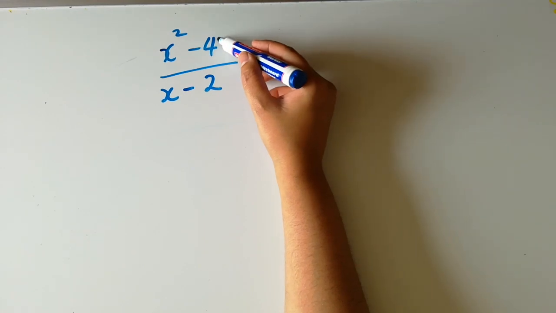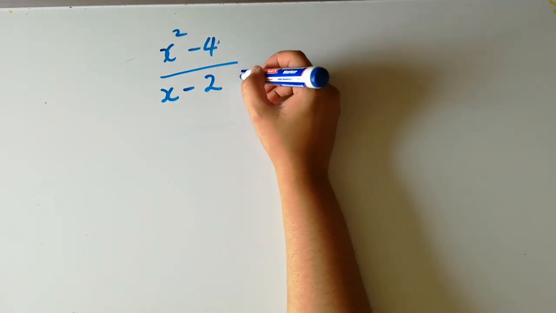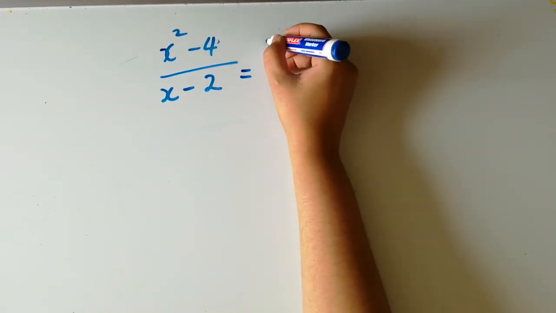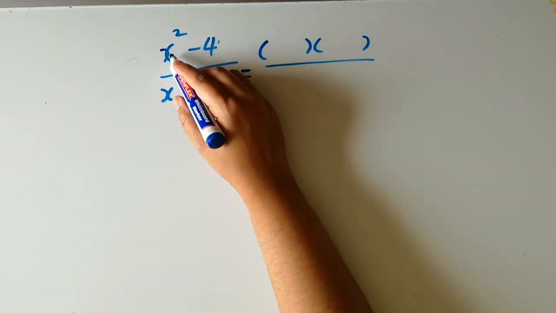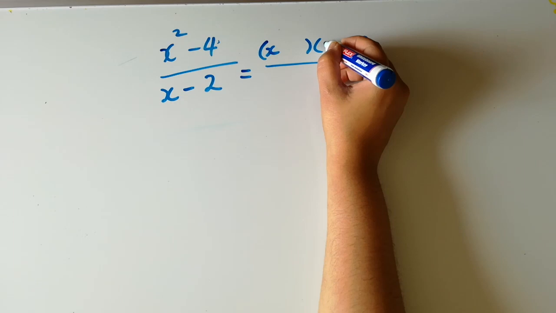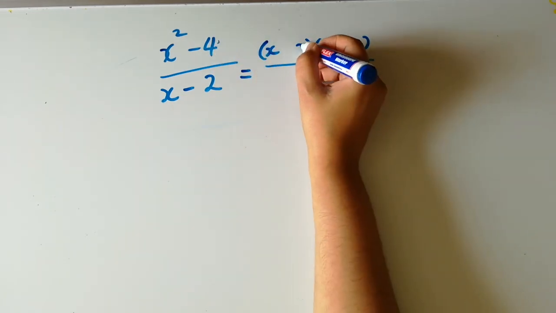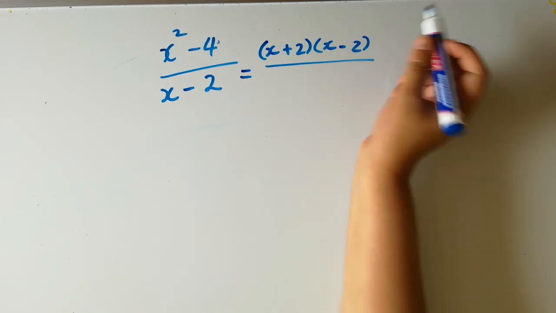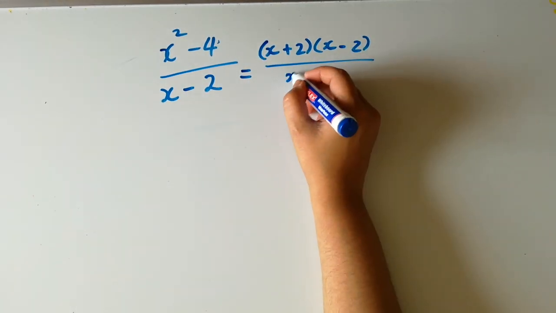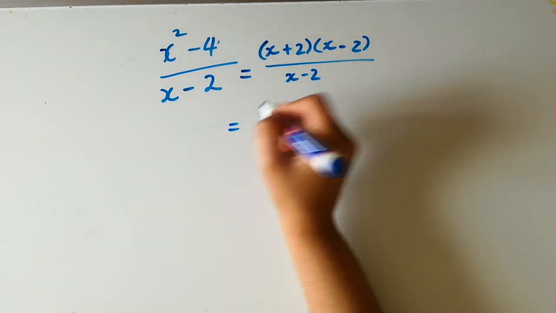This, as we can see, is a difference of 2 squares. So difference of 2 squares, open up 2 brackets. Square root of the first term, x. Square root of the second term, 2. Put 1 plus, 1 minus. And at the bottom we have x minus 2.